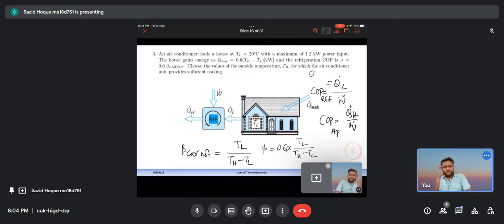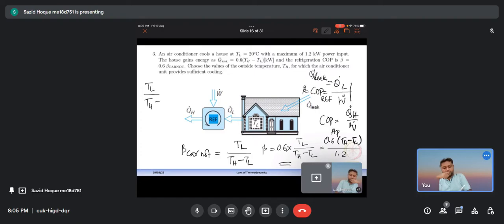This will be the Q leak. If you're having doubt, then you just have to equate this and this. That's it. This is COP I wrote. This is beta only, and this beta is given in terms of this. This has to be equal to what? 0.6 TH minus TL divided by W. W is given 1.2 kilowatt. Kilowatt and kilowatt will get cancelled, so this will be the thing. To solve this, you will get the answer.